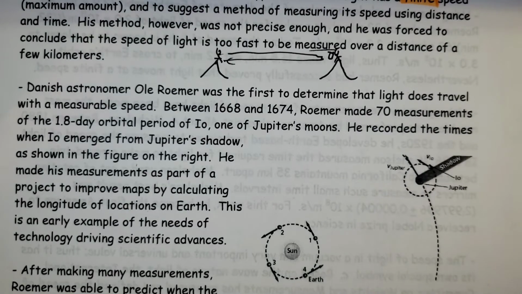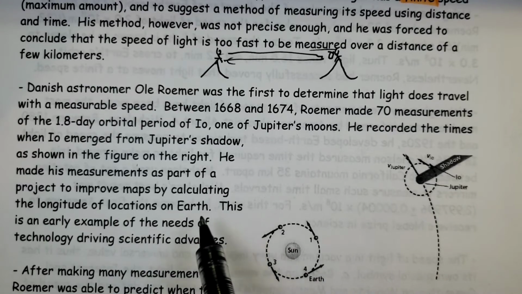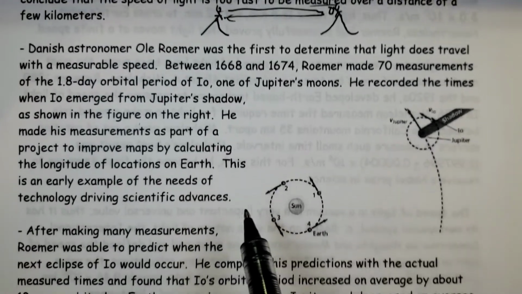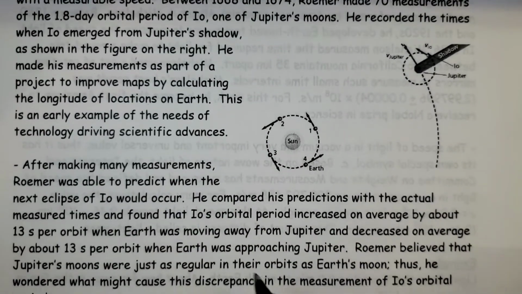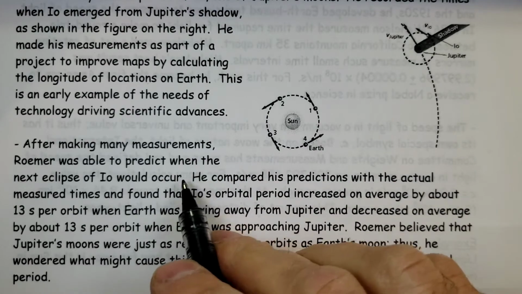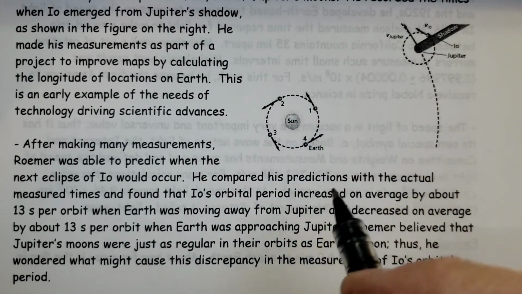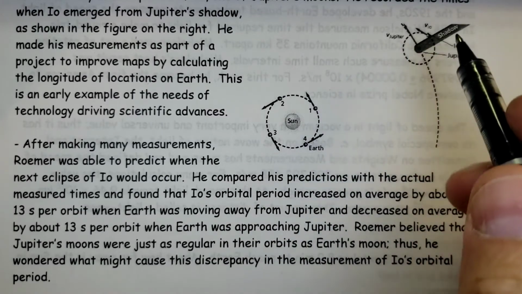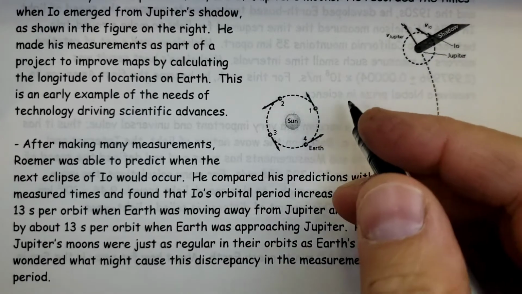As shown in the figure, he made his measurements as part of a project to improve maps by collecting the longitude of locations on Earth. This is an early example of technology driving science advances. After making many measurements, Romer was able to predict when the next eclipse would occur. He compared his predictions with the actual measured times and found that Io's orbit increased an average of about 13 seconds per orbit when Earth was moving away.